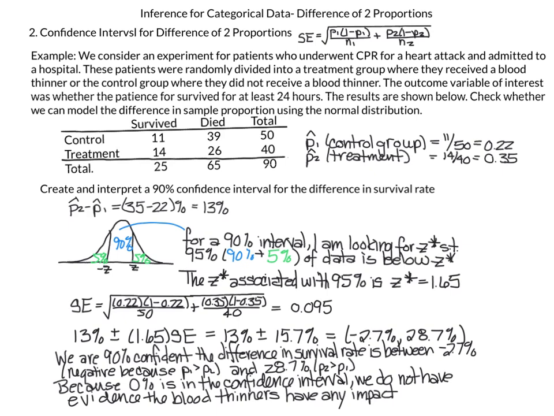We do not have evidence that the blood thinners have an impact. Or said another way, we are 90% confident that the difference in survival rates is about zero. There's no difference between the blood thinners and no blood thinners.